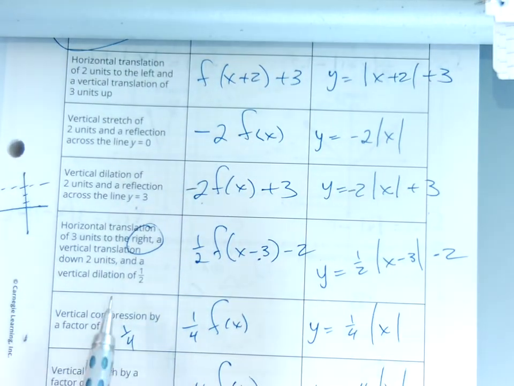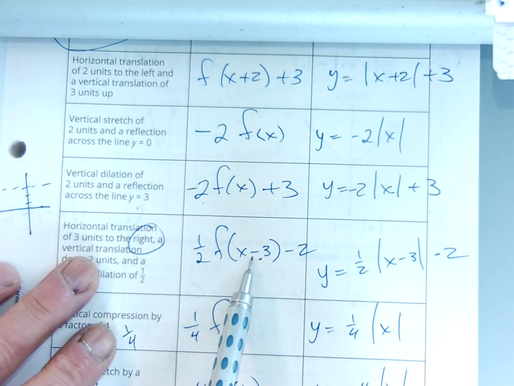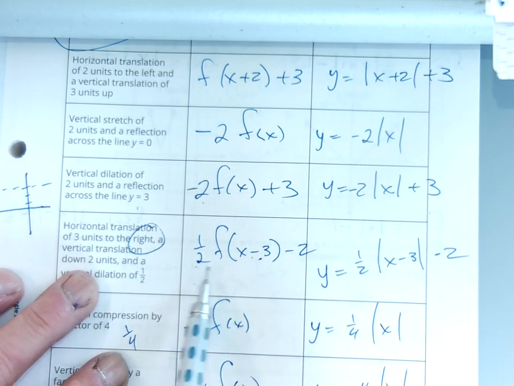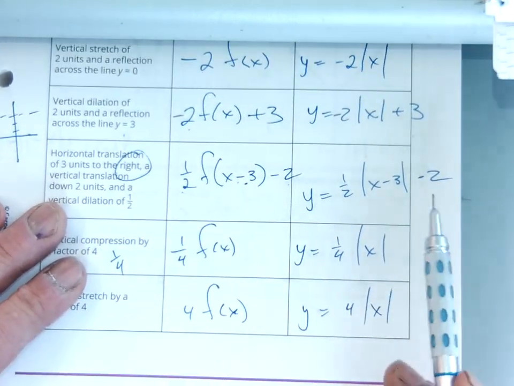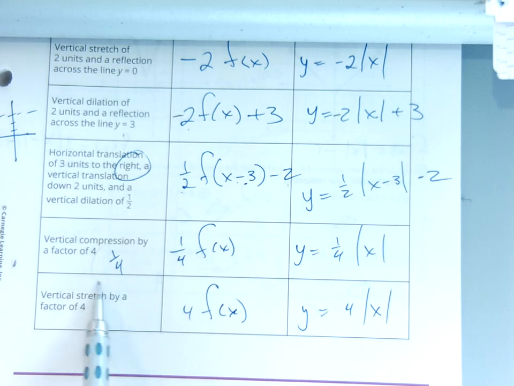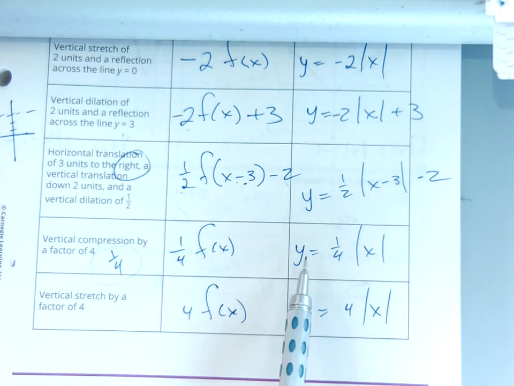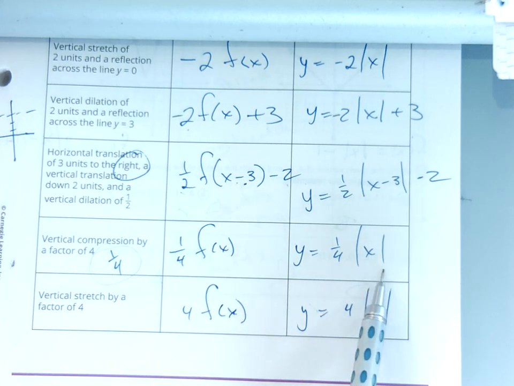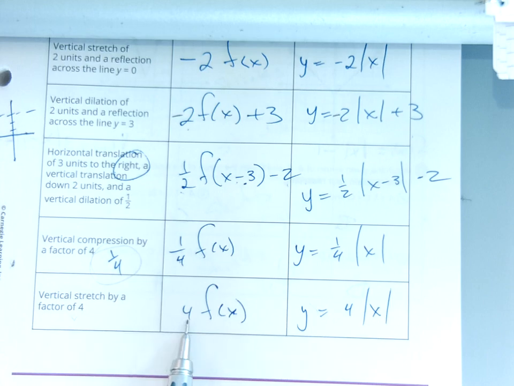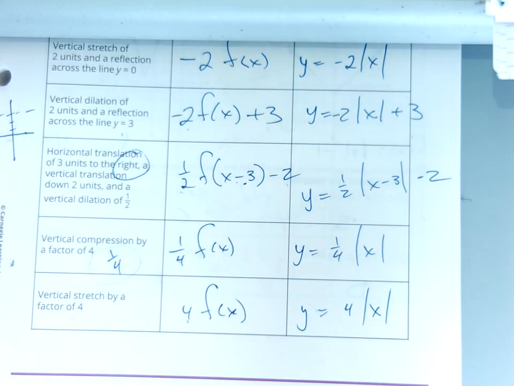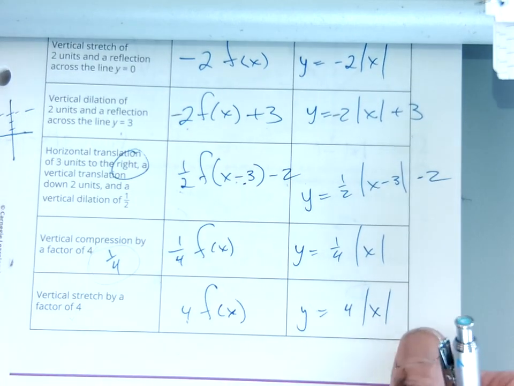The next one says to the right 3, so it's got to be the opposite inside. Dilation of 1/2 and 2 down. So that's the function, but as an equation we rewrote it with the absolute value. Compression of 4 really means to squish it by 1/4. So 1/4 f of x, which, same as the equation, is y equals 1/4 absolute value of x. Vertical stretch by 4 means 4 times as big, so that's my value of a. 4 times f of x, and so as an equation it's y equals 4 times the absolute value of x.